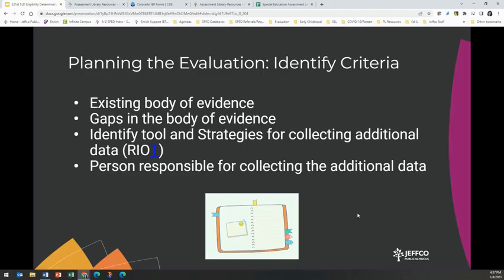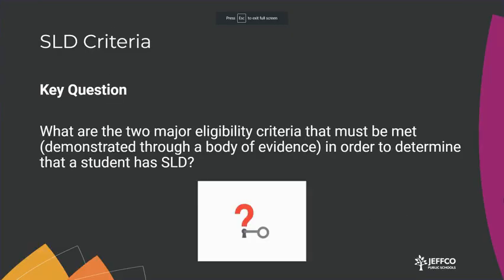The last step of planning is to make sure you identify who will be responsible for collecting any additional needed data. The purpose of our evaluation is to understand whether or not the student meets the criteria for special education eligibility. There are two major eligibility criteria that must be met and demonstrated through a body of evidence.